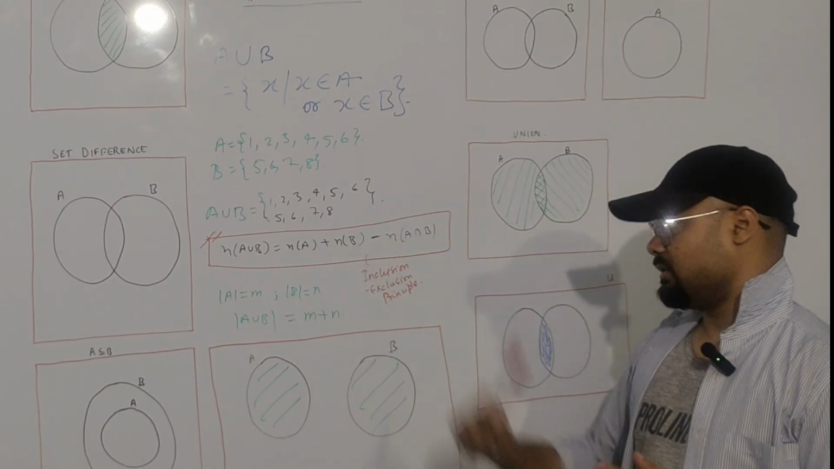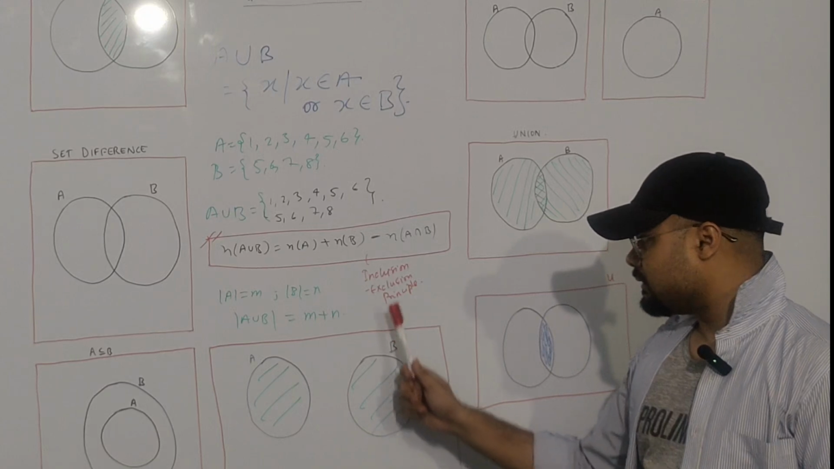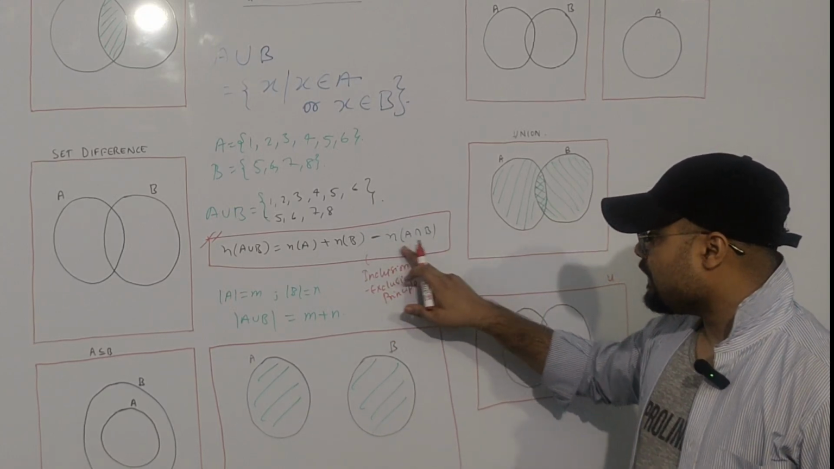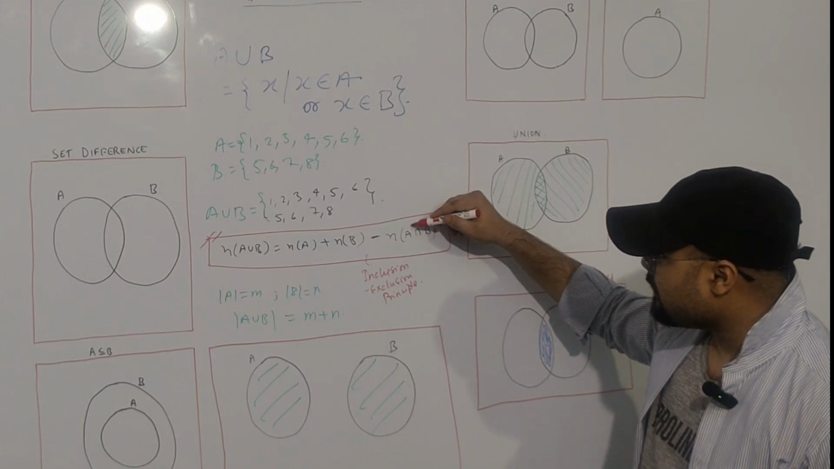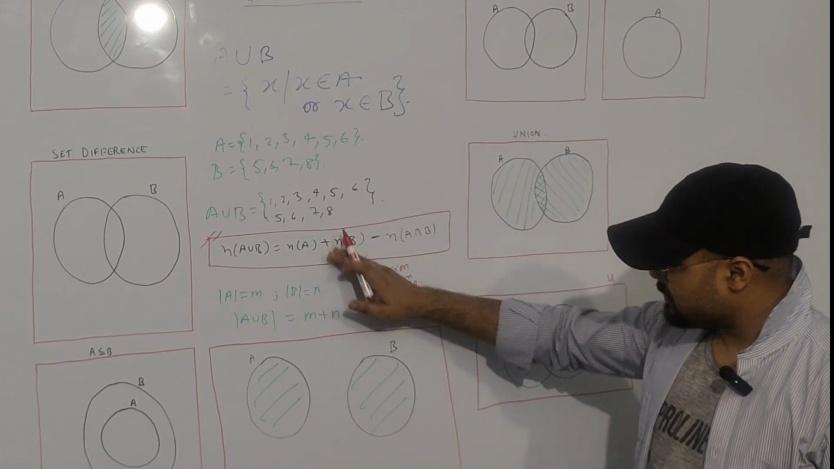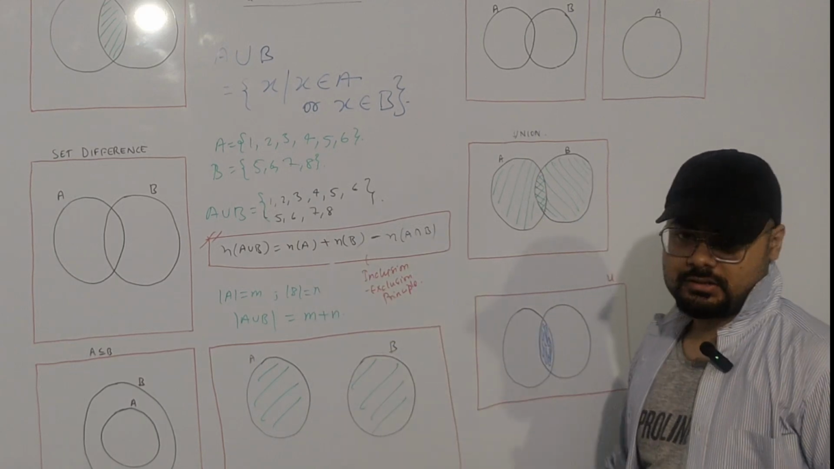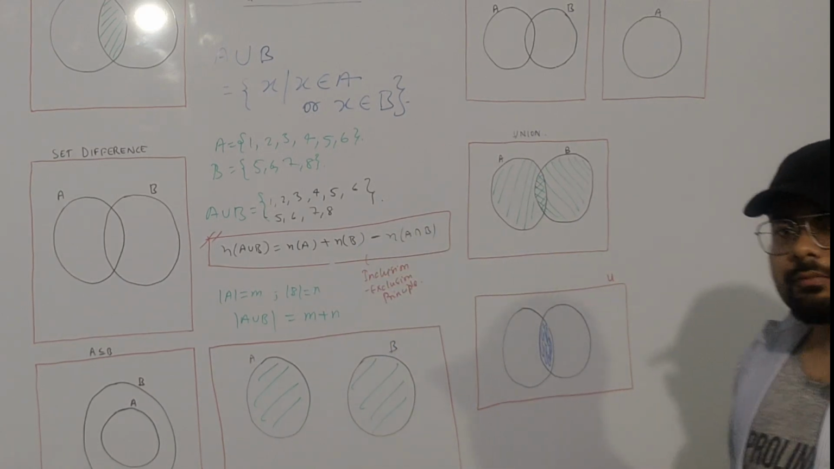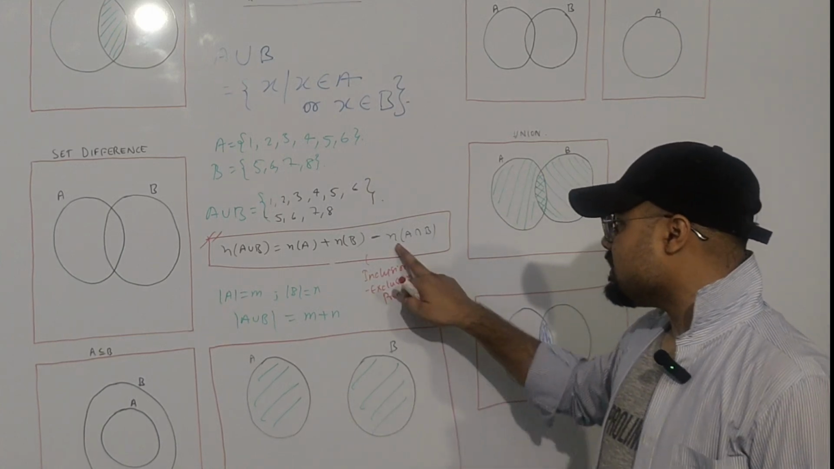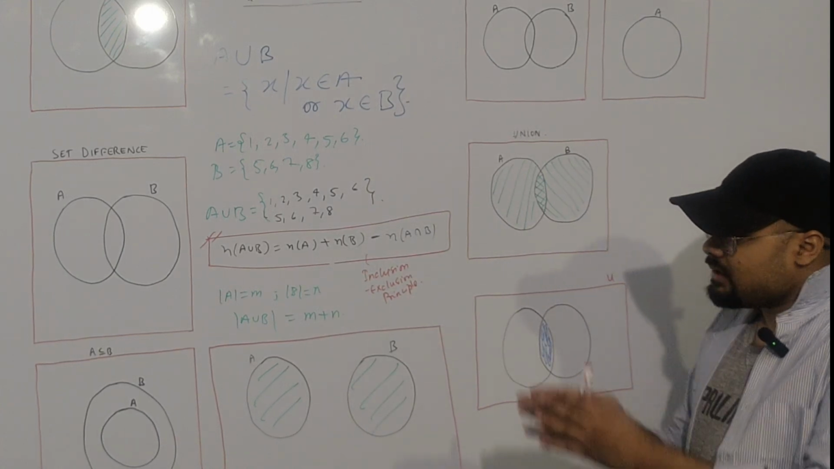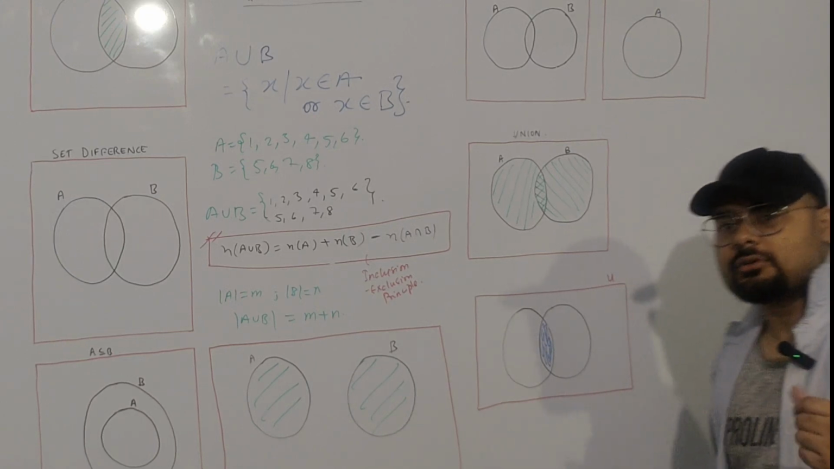This is a general result because in case of disjoint sets, the number of elements in A intersection B will become 0. So this becomes this only. So this is the general result, and it holds for all cases. When the sets become disjoint, then this term is 0. So to get a general result, you take two arbitrary sets.